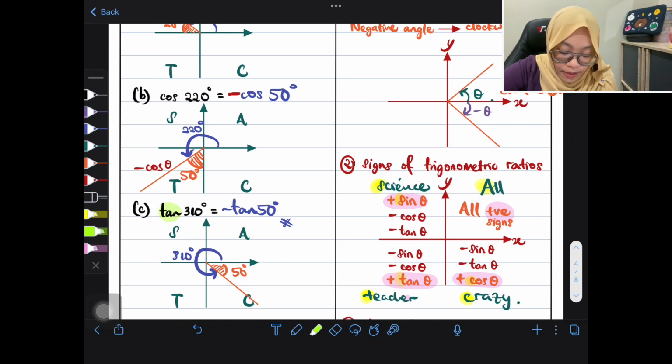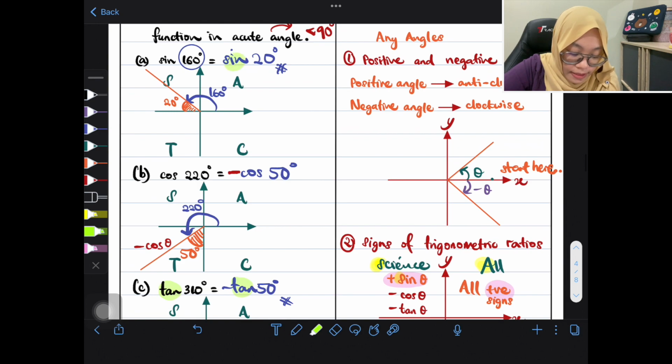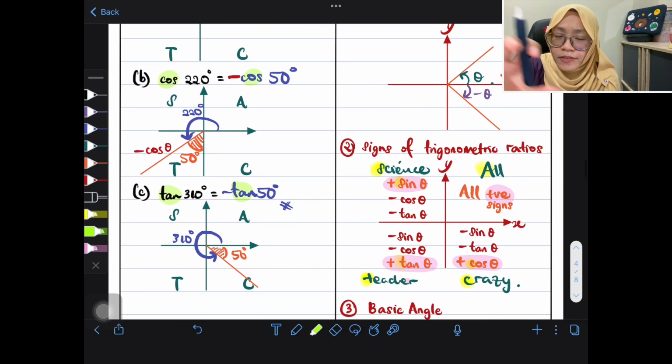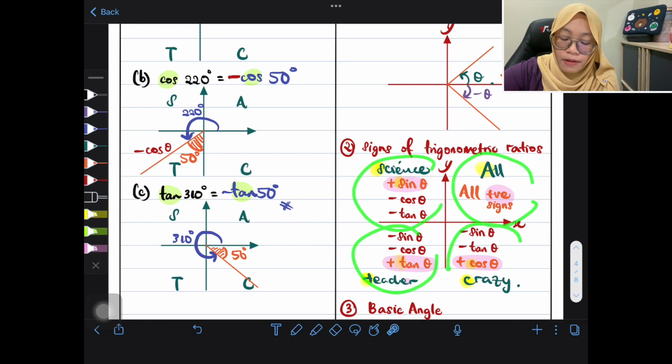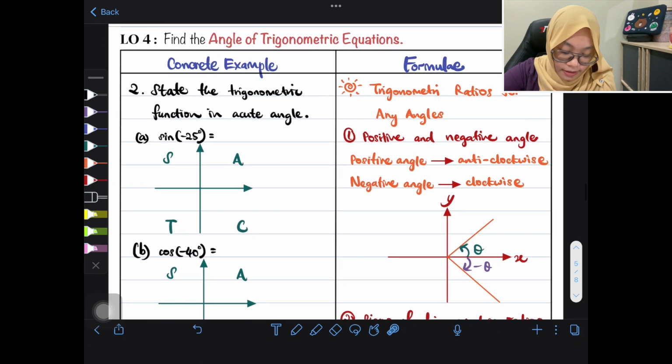That's it. So, you just have to make sure that you understand. You kena tukarkan kepada yang sama jugalah tan ni. Okay, kalau dia minta sin, kena cari sin lah. Kalau dia minta cos, cari cos. Okay, it's just that you have to remember that every quadrant will describe different kind of signs, positive ataupun negative. It's according to their own position. Okay, just remember all science teacher crazy. Now, let's go to the soalan yang kedua. State the trigonometric function in acute angle.